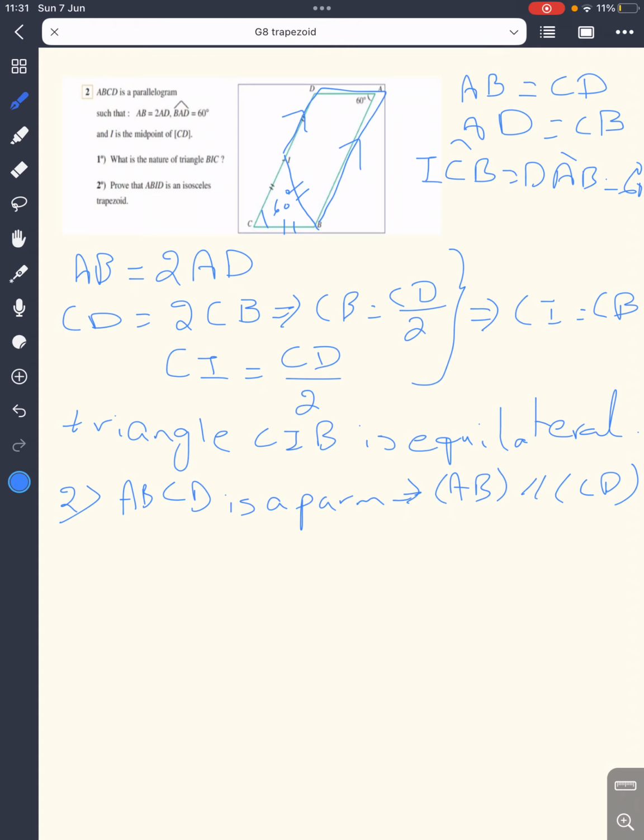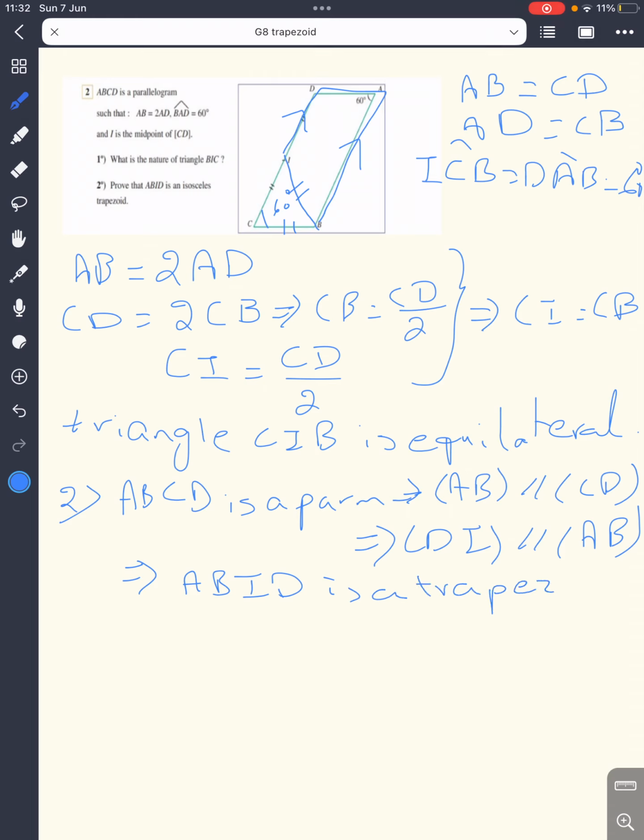Again, DI here is parallel to AB. Why? Since it's a part of a parallel line. Then we proved here that one pair of opposite sides, which are ID and BA, are parallel. Then I can say that ABID is a trapezoid. But how to prove that it's an isosceles trapezoid? I have to choose the legs that are not parallel to each other and show that they are equal.